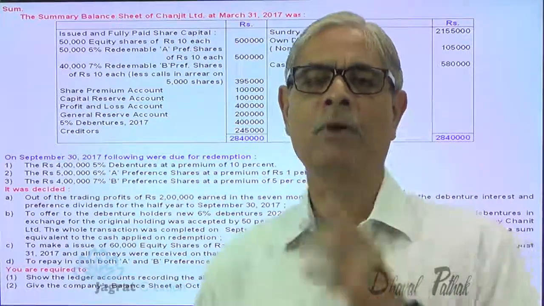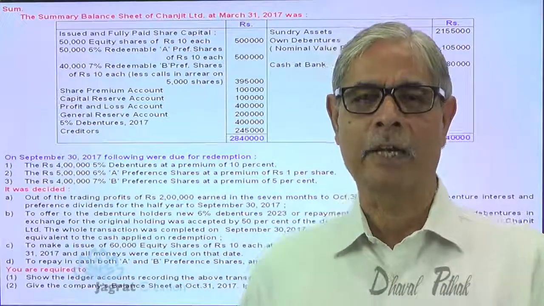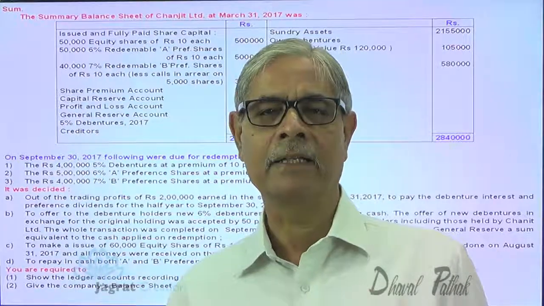But remember that when you make a provision either out of proceeds of fresh issue or by transferring necessary amount to capital redemption reserve, you should consider 9 lakhs taken together and the provision should be made.